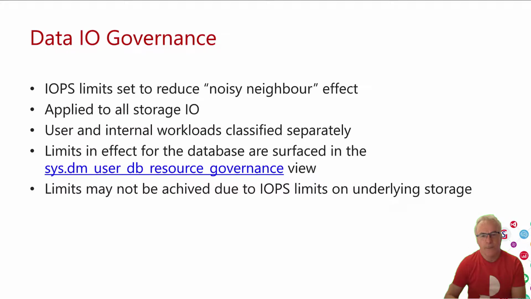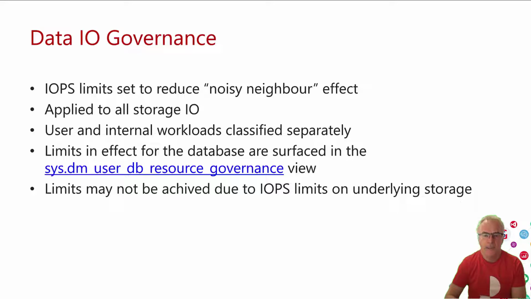The IOPS limits are, as I mentioned, set there to reduce that noisy neighbour impact. It is applied to all storage, and there is a difference. The internal workloads do get classified differently, so it makes sure that anything that's internal keeps ticking along, but your user workload will be classified differently, and that's where the rate limiters can kick in. There is a DMV which will tell you, for each performance tier that you're running, what your current limits are. So as you scale up and scale down and query that DMV, you'll actually see the values change.